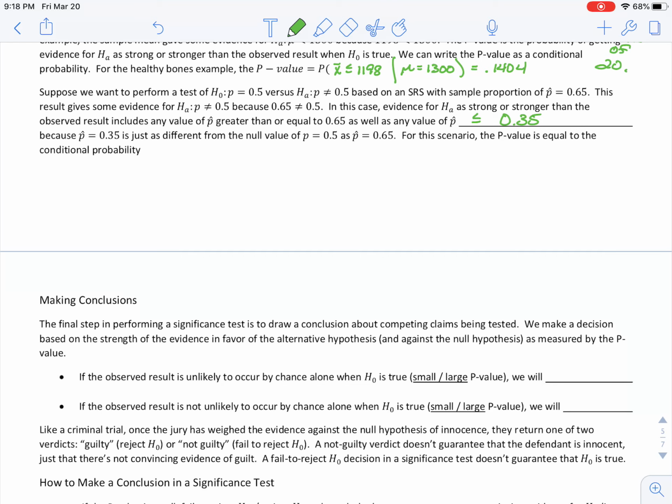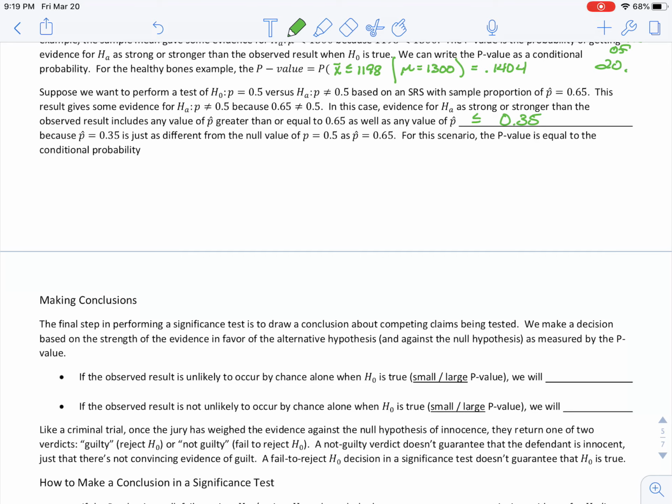Because if I'm talking about this value, 0.65 is 15% above that. 0.35 is 15% below that. So it's just as different from the null hypothesis as 0.65 is. So it would be a two-tailed test because you have these two things, greater than or equal to 0.65, less than or equal to 0.35. So we get these two tails.